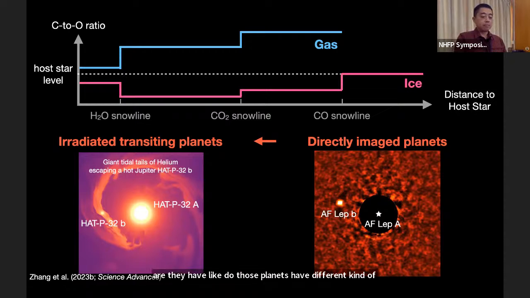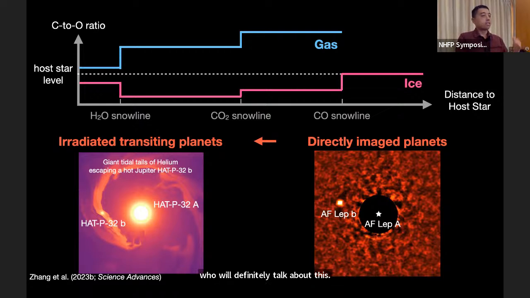I'm now basically trying to set the stage for the following talks by Megan and Louis, who will definitely talk about this. In addition, the tricky thing for transiting planets is that there's some strong star-planet interaction, so the planet can lose its atmosphere. And Jessica has been working a lot on this, so I'm looking forward to her talk.